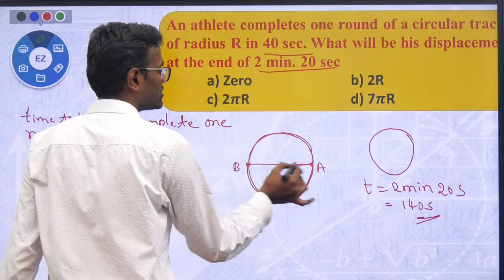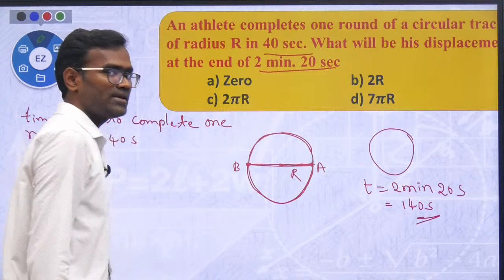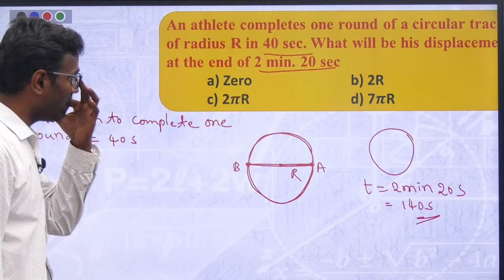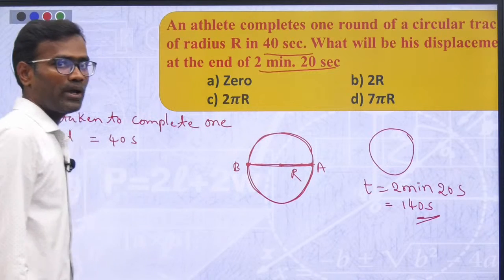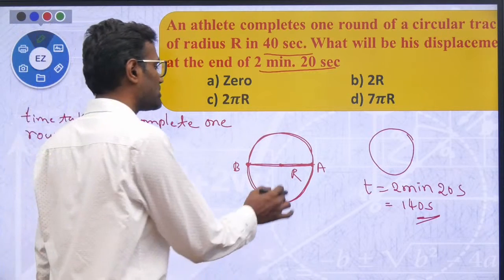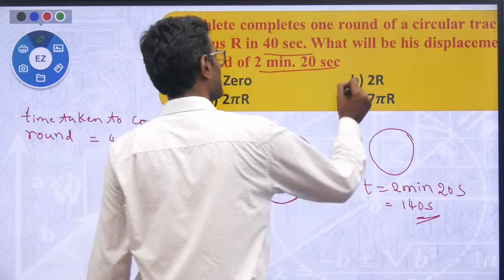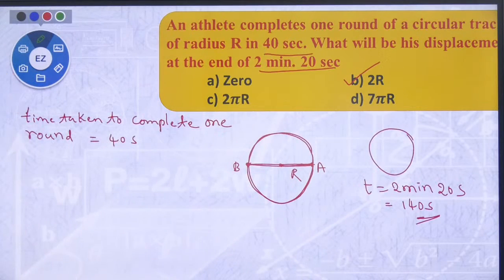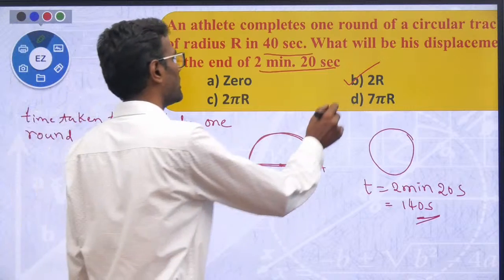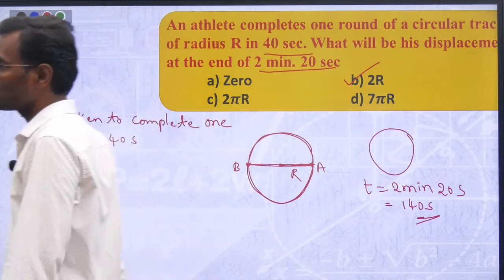So then join these two, you will get the line segment. That line segment value is what? Diameter of the circle. So diameter of the circle, then what is your answer? 2R. So diameter is equal to 2 times radius. So please note down.